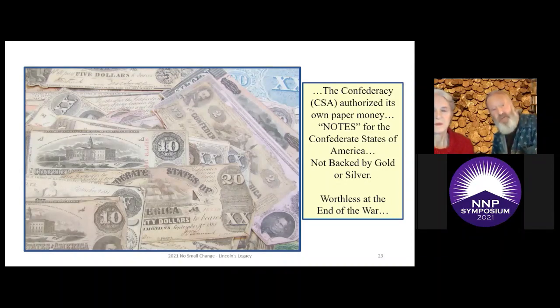I don't know if it was backed by anybody. It was also backed by the collateral of slavery, so that also was eliminated by the war. So now here's where it gets interesting for the South.